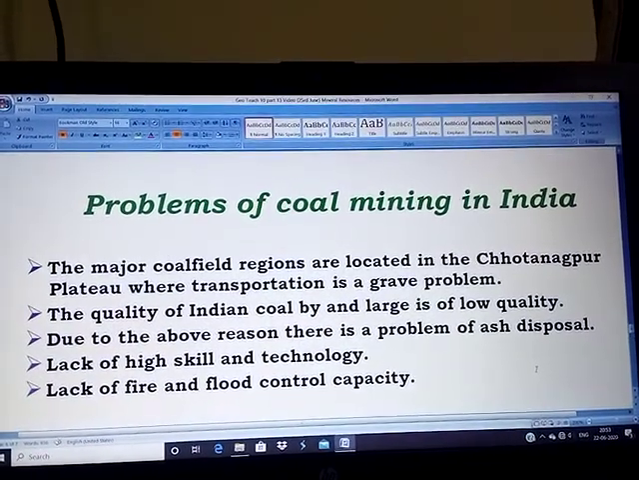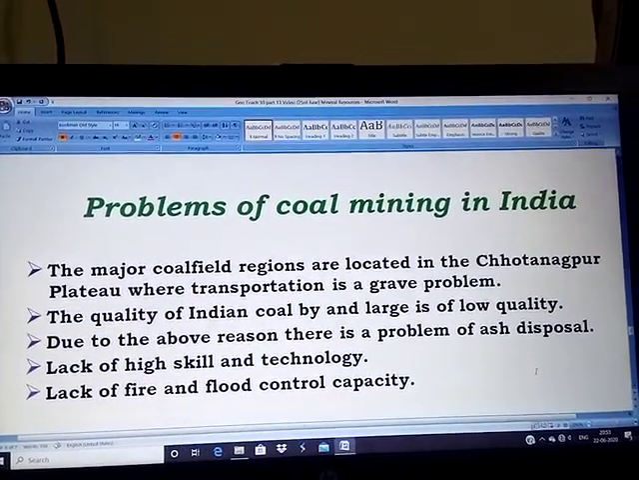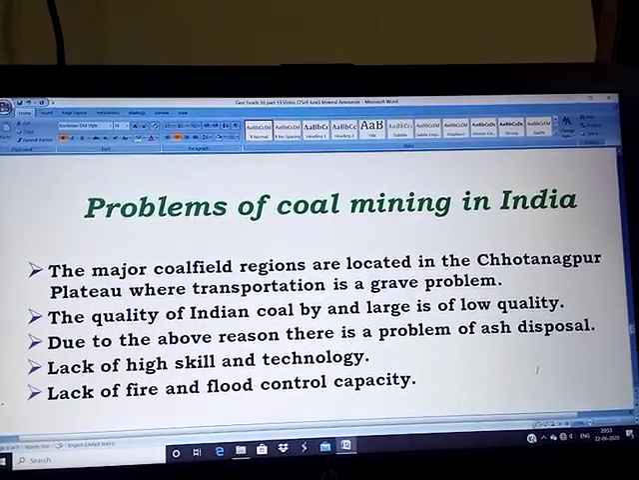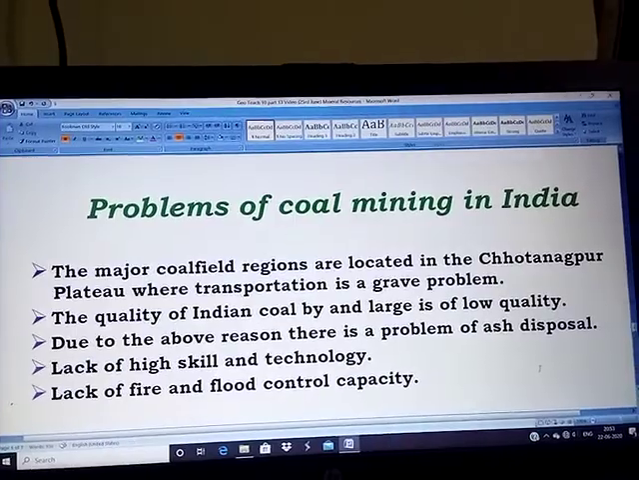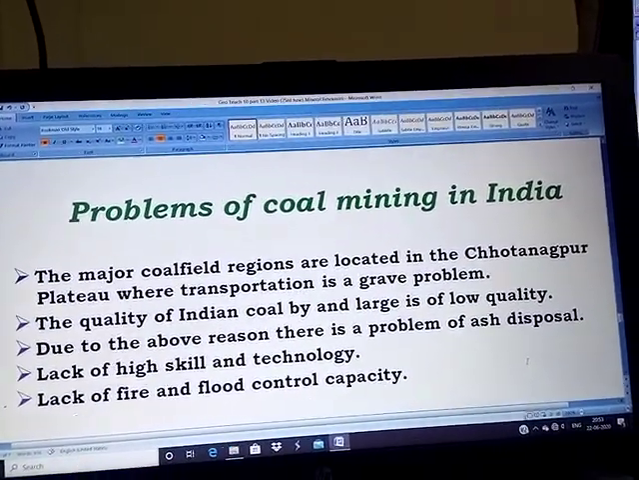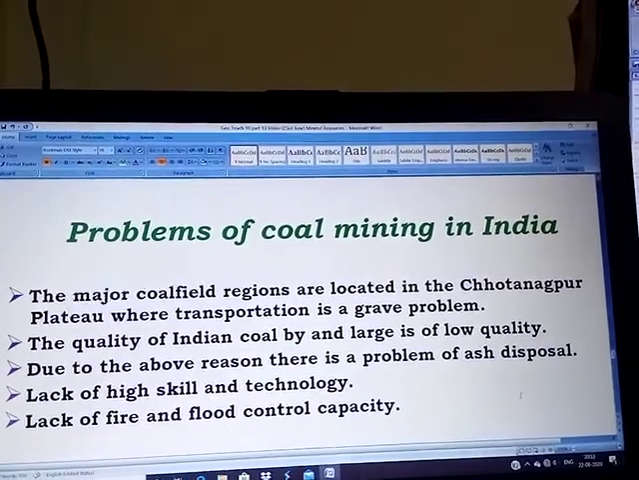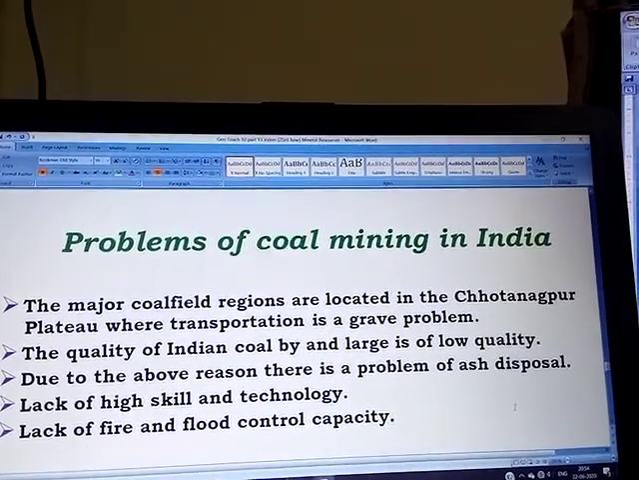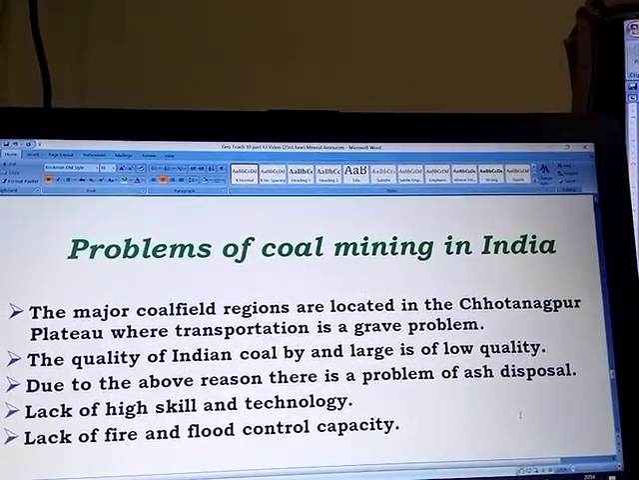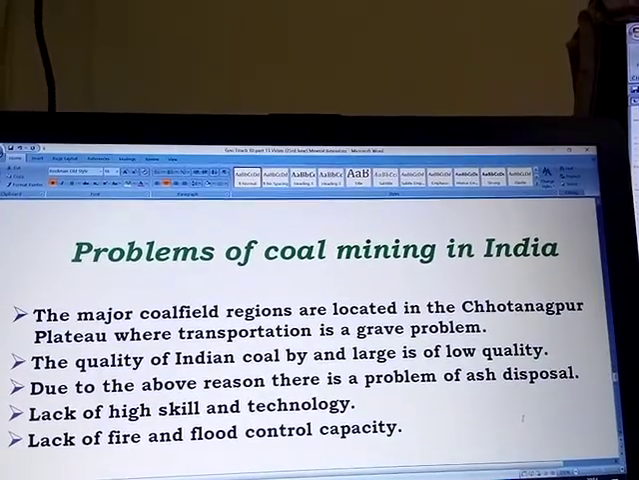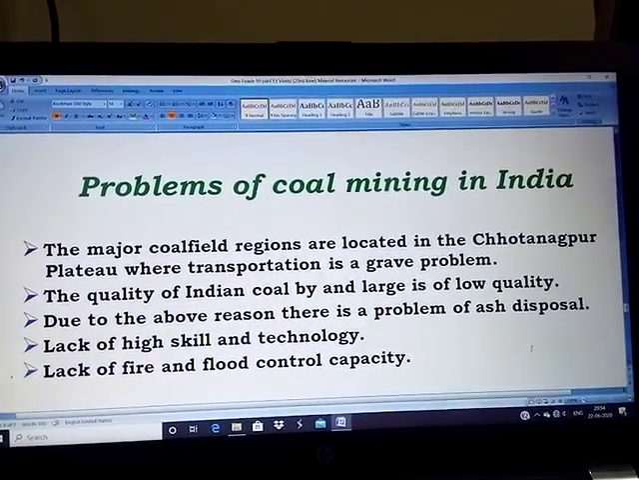Chota Nagpur plateau is actually having lots of transportation and other type of managing work level, skill, etc. is little there. That problem is there. The quality of Indian coal by and large is of low quality. We don't have good quality. The best quality of coal we don't have much. We have got good amount of coal, but the quality is not good.